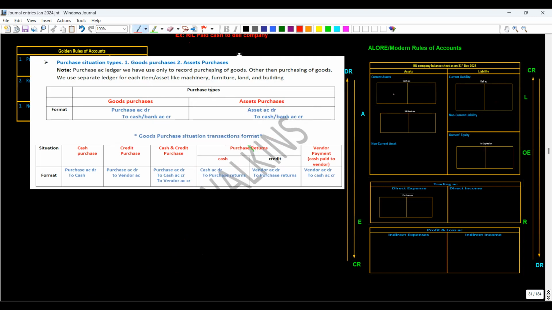Okay. Let's assume we brought capital from the owner, 10 lakhs. Cash account debit 10 lakhs, and capital account credit 10 lakhs. That's all.